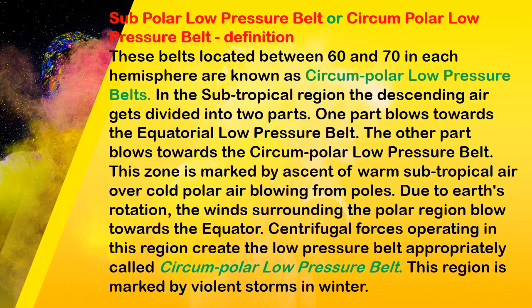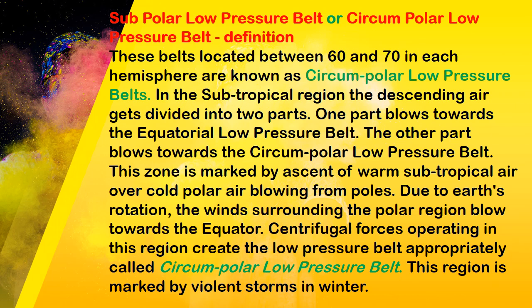That is the subpolar low pressure belt or circumpolar low pressure belt. These belts located between 60 degrees and 70 degrees north and south in each hemisphere are known as circumpolar low pressure belts. In the subtropical region, the descending air gets divided into two parts. One part blows towards the equatorial low pressure belt, the other part blows towards the circumpolar low pressure belt.